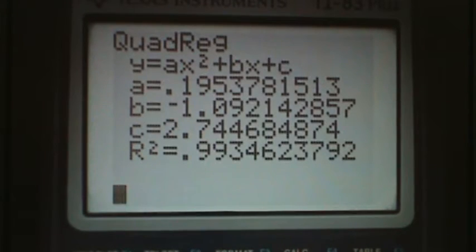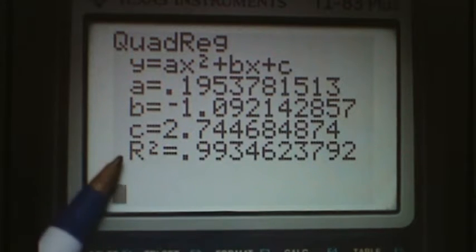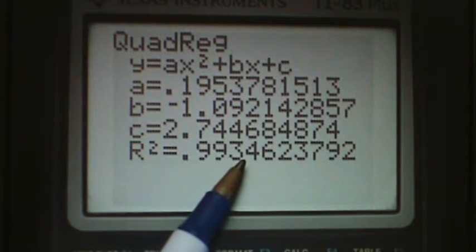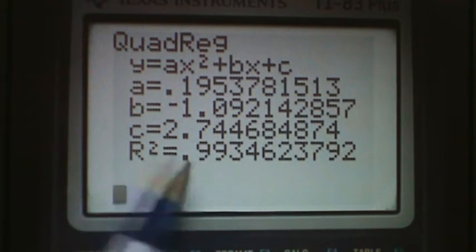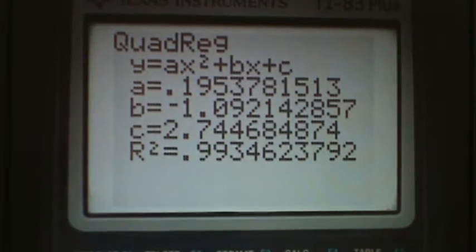All right, let's take a look back at that. The r-squared here is 0.99346. All right, we want to probably make a mental note of that. That's the quadratic regression equation.